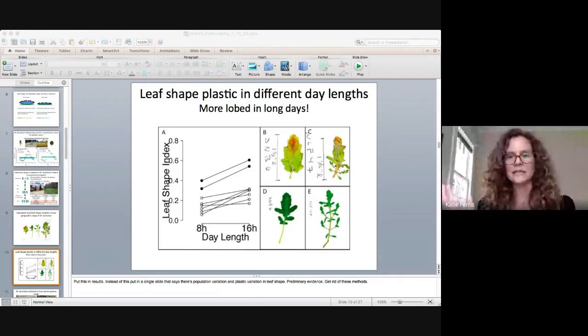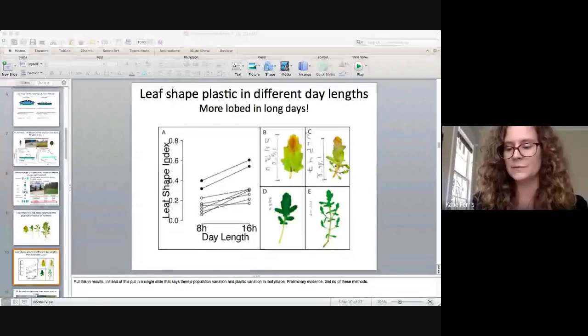I grew 10 to 16 inbred lines from 20 populations across the species range in a common environment. And I measured leaf lobing on 220 genotypes using this convex hull method that I'll tell you about in a second. And I asked, does lobing increase with either elevation or latitude across the species range?